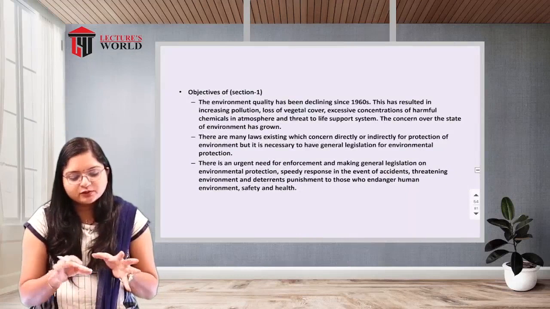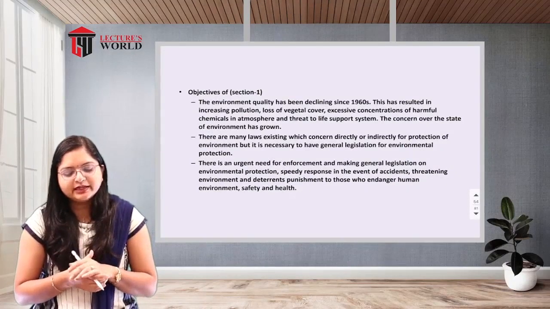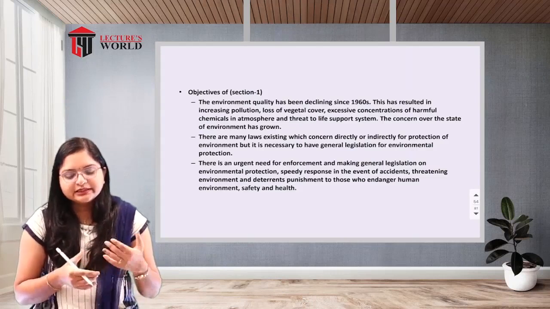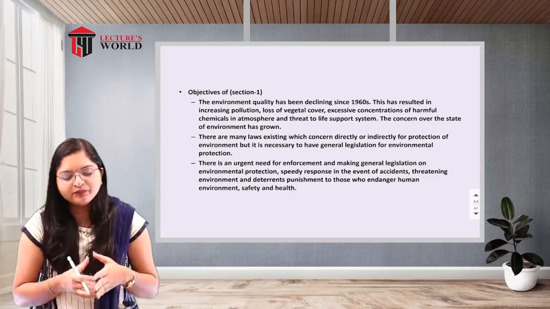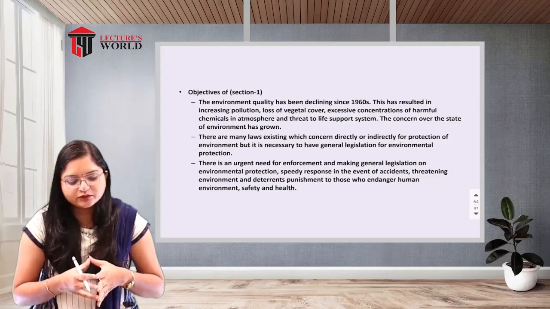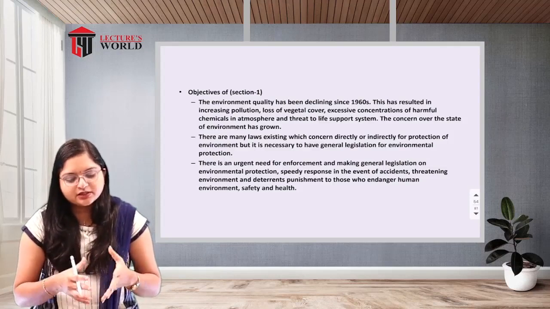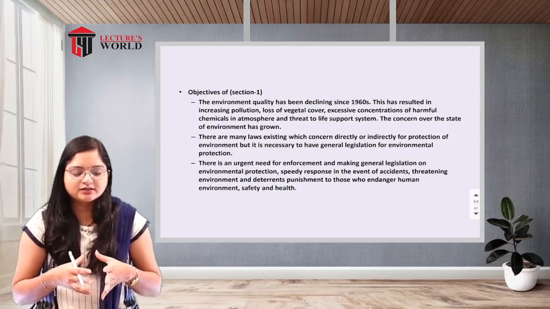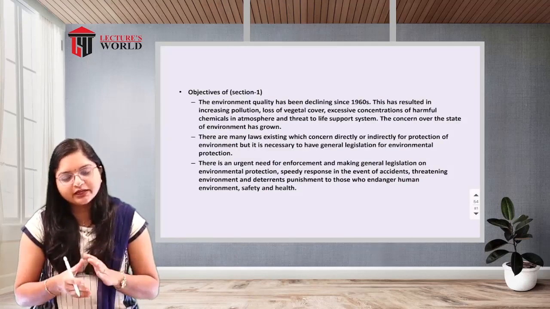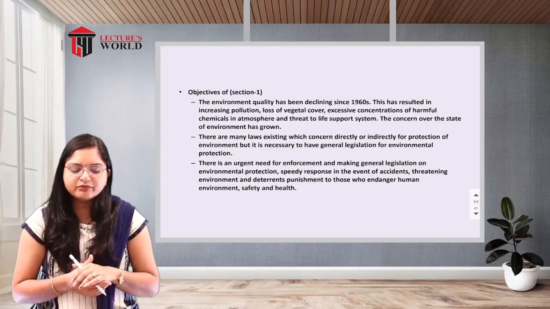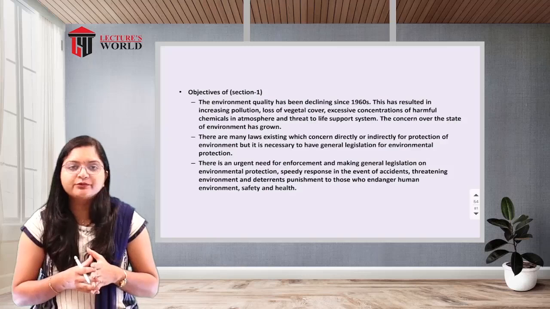So the objectives of these, in section A: the environment quality has been declining since the 1960s. This has resulted in increasing pollution, loss of vegetal cover, excessive concentrations of harmful chemicals in the atmosphere, and threat to life support systems. The concern over the state of the environment has grown. There are many laws existing which concern directly or indirectly the protection of the environment, but it is necessary to have general legislation for environmental protection.